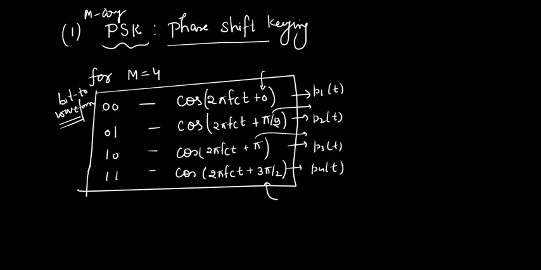Can you repeat this statement? You are mapping 0 0 to this, 0 1 to this, 1 0 to this, 1 1 to this, but you can see from this waveform that all the information is only in the phase part of this signal. Correct. So you are shifting the phase, therefore it is phase shift keying. Got it.